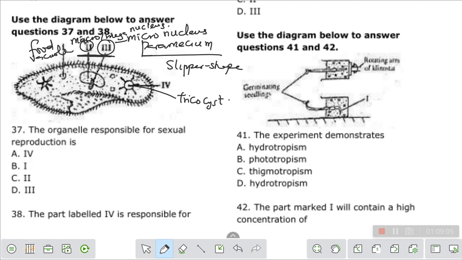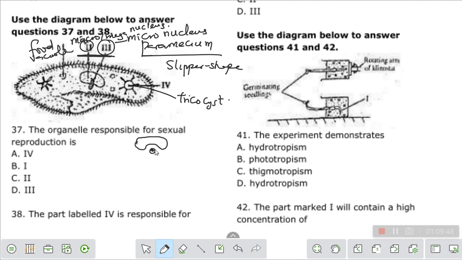So this nucleus inside, this is how the structure looks. This one outside, this inside, this is the micronucleus. It's the one that deals with sexual reproduction. While the meganucleus is the one that controls the activities of the cell. So the answer is this one. This 3 is the one that works in sexual reproduction.